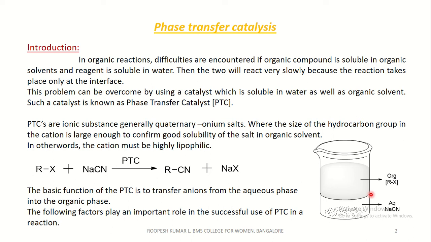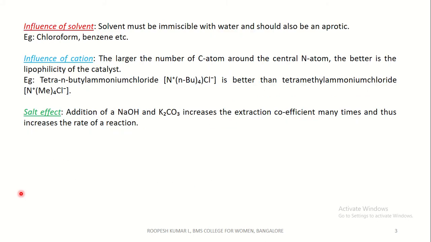When PTC is added, the sodium cyanide is transferred from the aqueous layer to the organic layer. Then that cyanide reacts with the alkyl halide, that is, the halogen is displaced to form an alkyl cyanide. That is, the basic function of the PTC, phase transfer catalyst, is to transfer anions from the aqueous phase into the organic phase. The following factors play an important role in the successful use of PTC in a reaction.